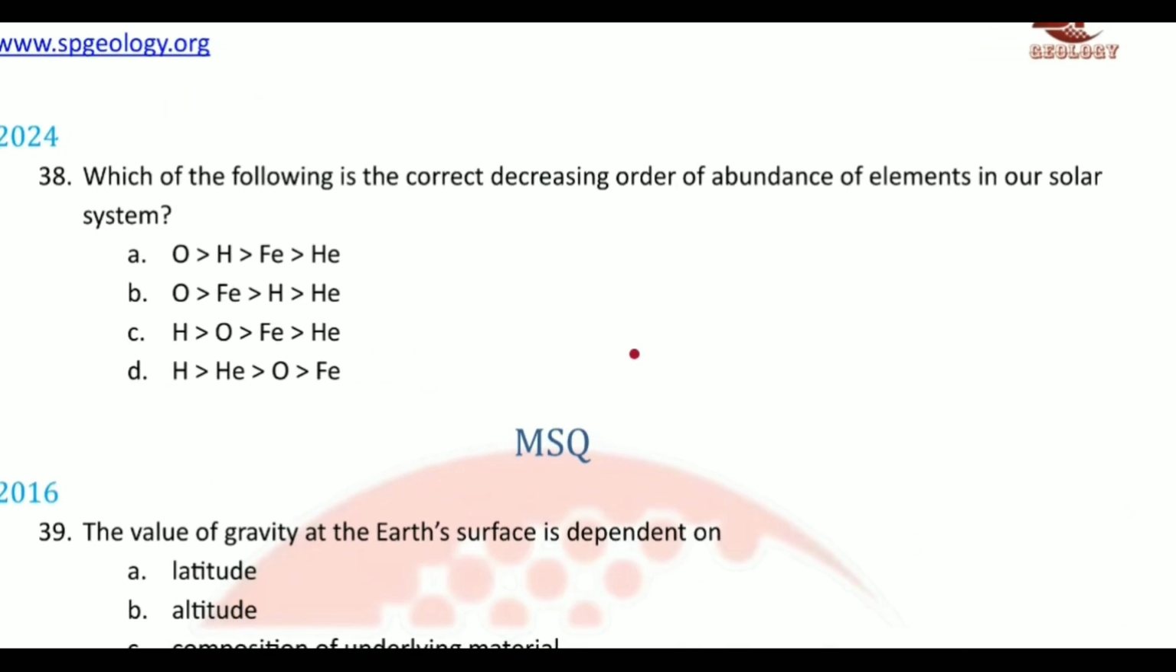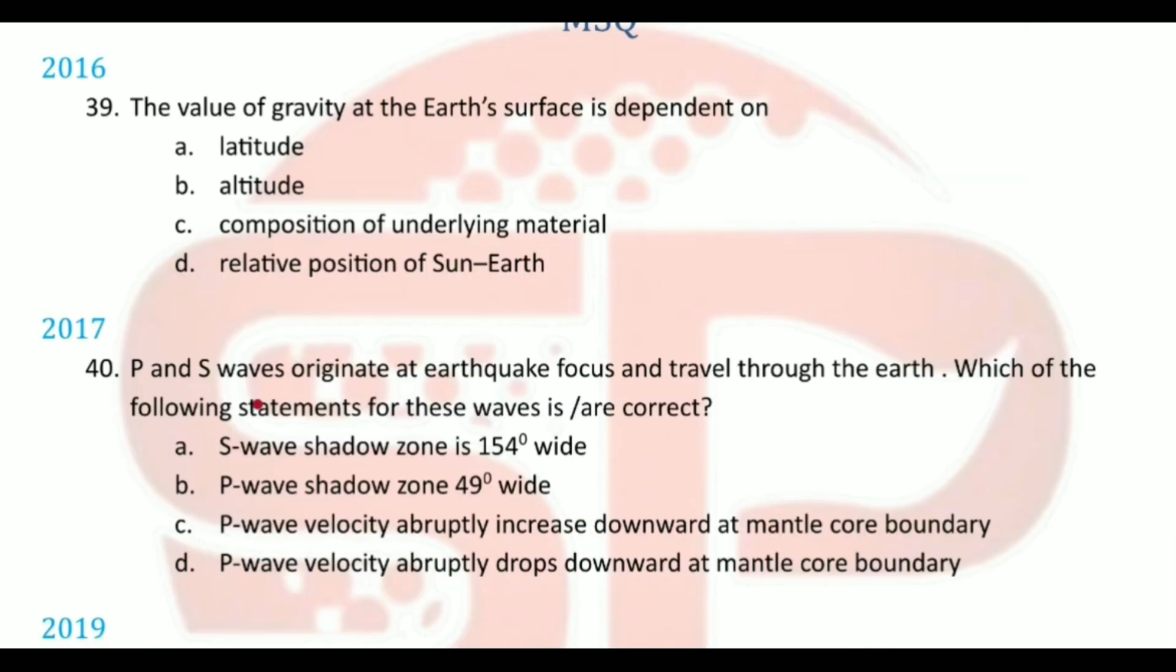Then which of the following is the correct decreasing order of abundance of elements in our solar system? First is hydrogen, then helium, then oxygen, then iron. So option D. This is our MCQ, 2 marks. Next comes the 2016 MSQ question.